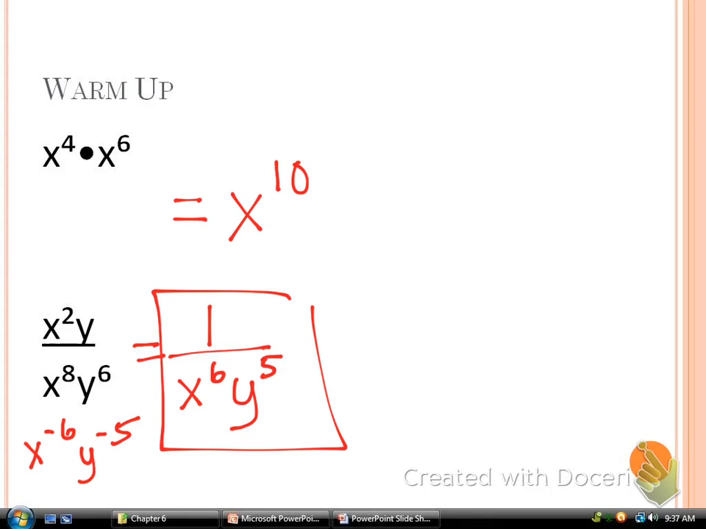Another way to think about it is how would they cancel? If you had 2 x's on top and 8 of them on the bottom, when you cancel out, you'd have 6 left over on the bottom. That's usually how I think of it. Same thing for the y's.